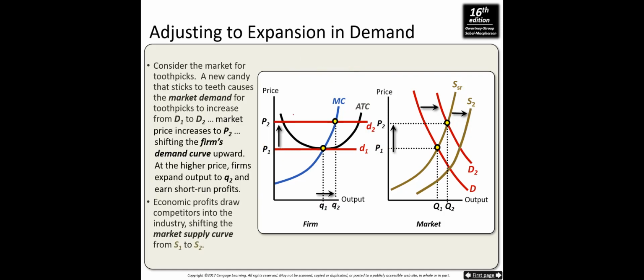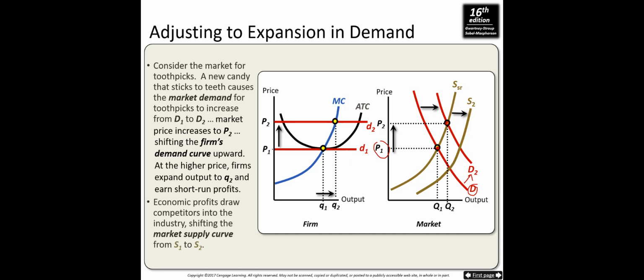In this slide, we are going to understand how we adjust to expansion in demand. Let's see, in this case, demand for toothpicks increases from D1 to D2. Right? It's a shift of the demand curve. When there is an increase, demand curve shifts to the right. Now the price is P2. It was P1 before. So the market price has changed, right, from P1 to P2. And look what happens.